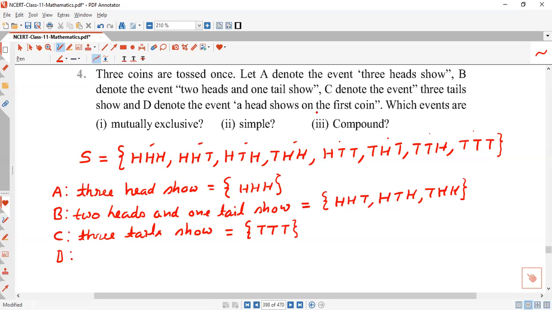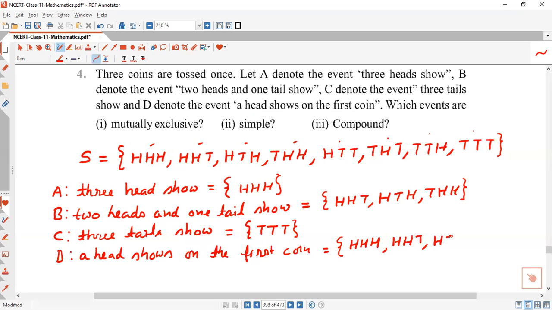D is another event: a head on the first coin. This will be the event what? First head, we say all H: HHH, HHT, HTH, and HTT. This is the 4.